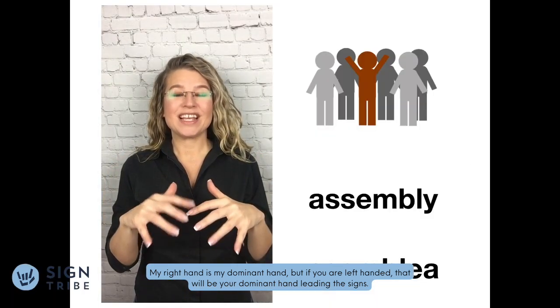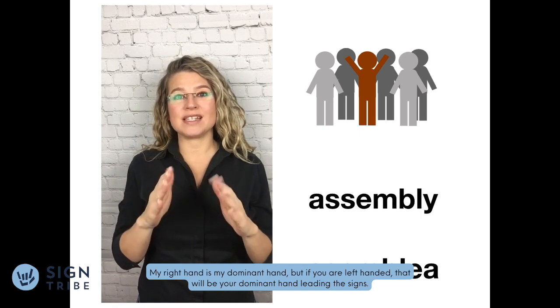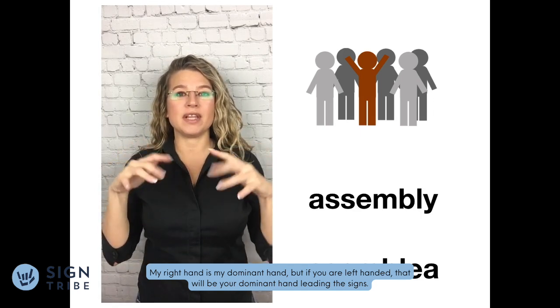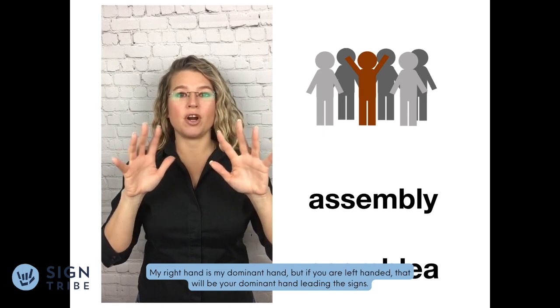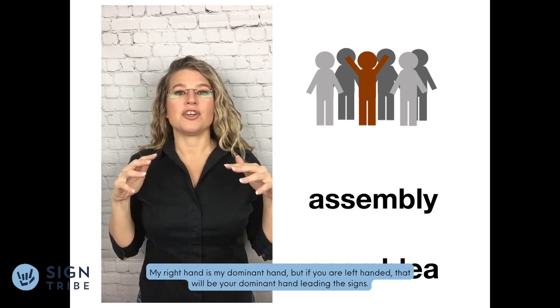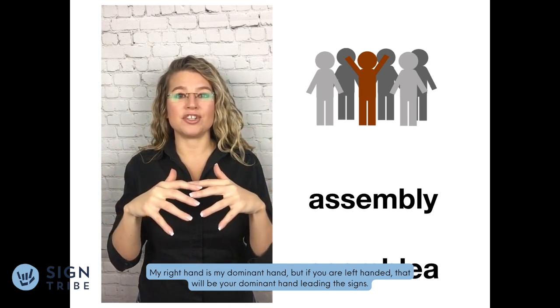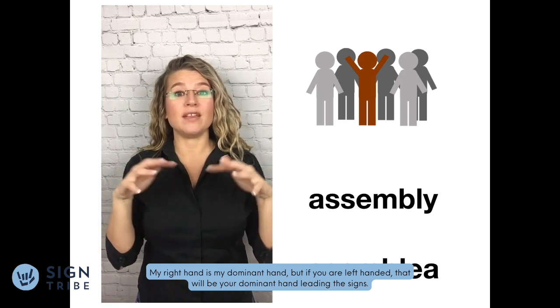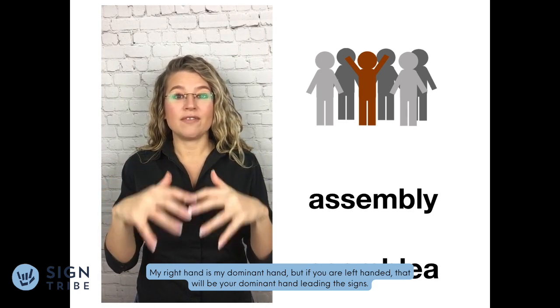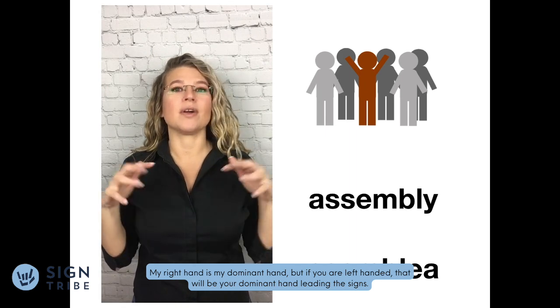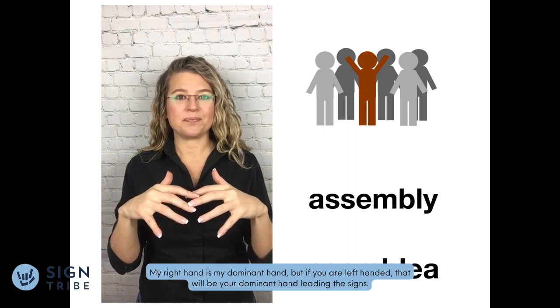Assembly. So I'm going to show you 2 different ways to sign that. So assembly, your hands are fingers spread apart. You use both of your hands. You're coming together in the center with your fingers moving like it's people walking, coming together for something in the center, okay? Assembly.